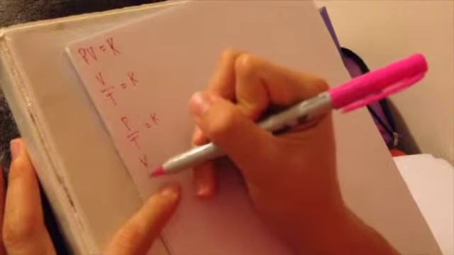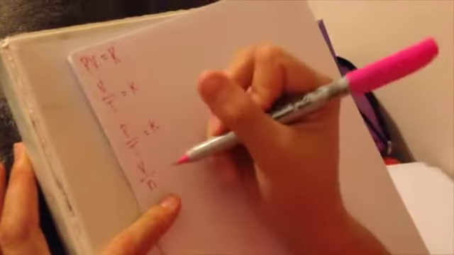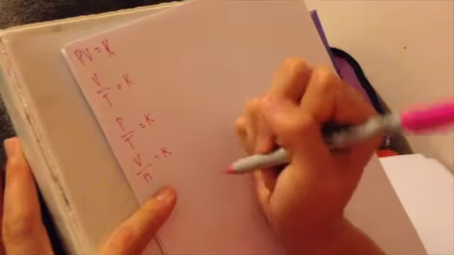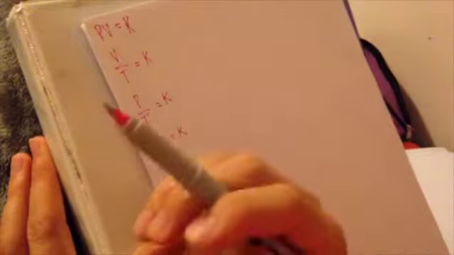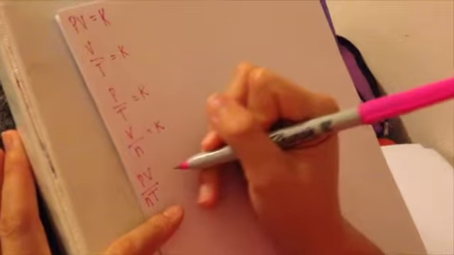Avogadro's law states that volume over the amount of moles present, which is represented by an N, equals a constant. And the ideal gas law is pressure times volume over the amount of moles present, N again, times temperature. Temperature is always represented in Kelvin, no matter what. So if it's given to you in Celsius, you have to change it to Kelvin by adding 273. And this also equals a constant. So that's the ideal gas law.